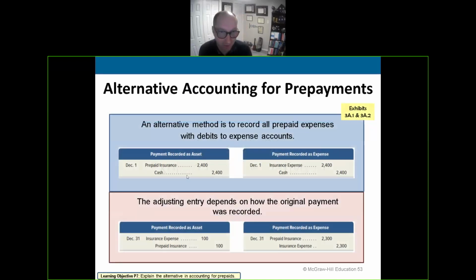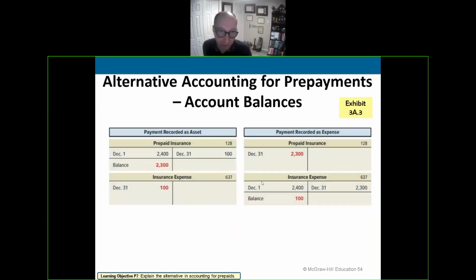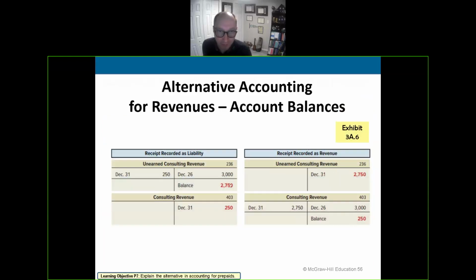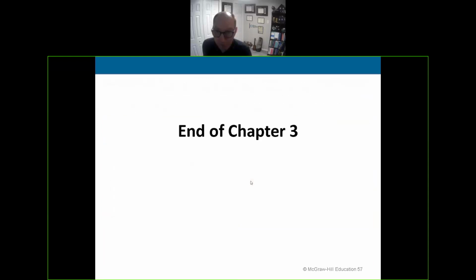These are alternative methods for recording the adjusting entries. We're not going to have you worry too much about this stuff. It's good to know, right? That's kind of showing you the comparison between cash and accrual based. I'm not going to spend too much time on that part.